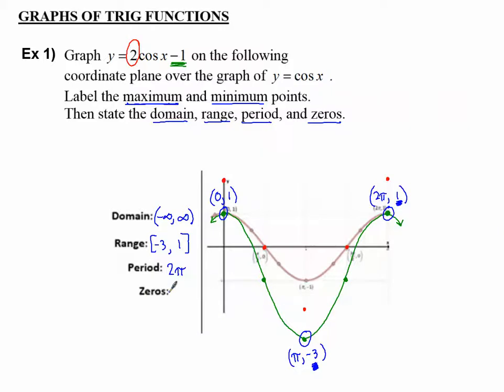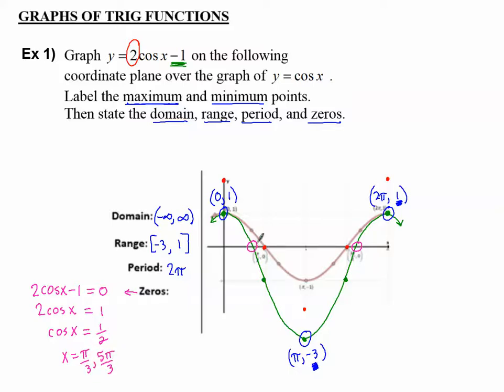The zeros are where the function crosses the x-axis, here and here. How can we find them exactly, since we can't tell really on this picture, is we're going to set this function 2 cosine x minus 1 equal to 0 and solve for x. So this makes 2 cosine x equal to 1 when we add 1 to both sides. Dividing by 2, cosine x equals 1/2. This happens at pi over 3 and 5 pi over 3.